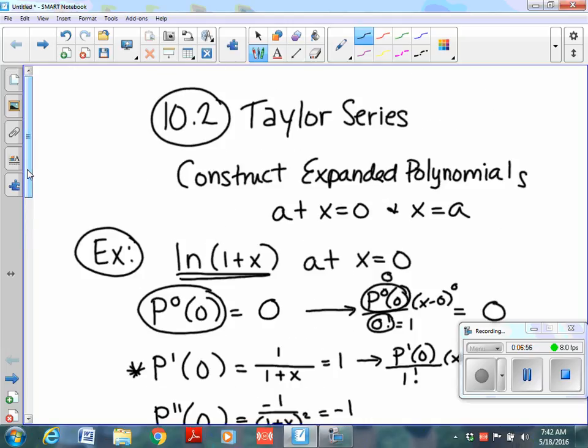Remember, just really quick, what a factorial is. It's been a while. If you do 3 factorial, it's 3 times 2 times 1. What's 4 factorial? 4 times 3 times 2 times 1. Where do you find this button on your calculator? Go under math, go under probabilities, and you'll find the factorial button.